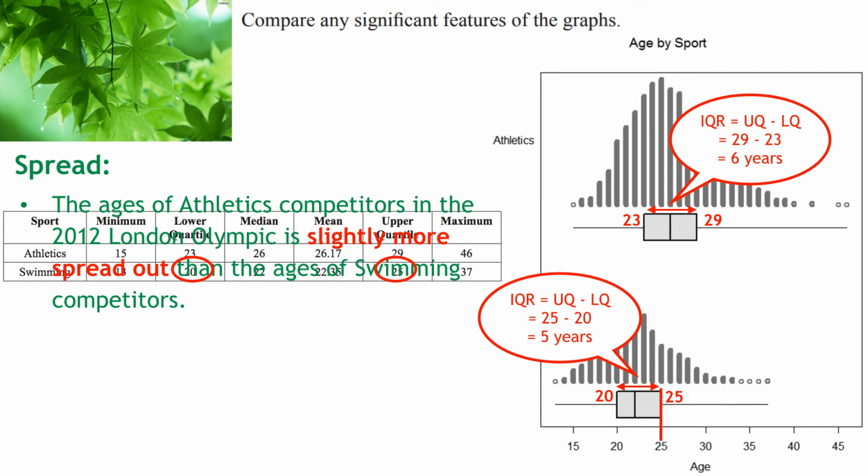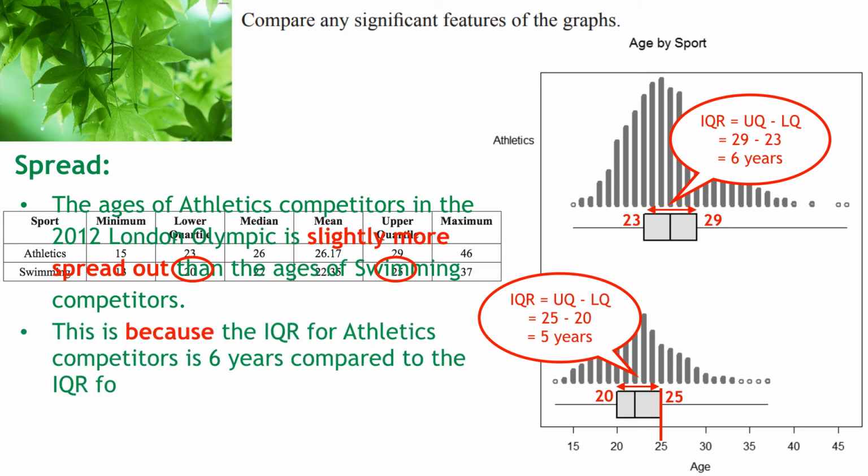And now what we do is we write a sentence comparing those. So you can either say that they are very similar spreads, or you can talk about the athletics competitors being slightly more spread out than the swimming competitors' ages. Okay, so make sure I'm talking about the ages, I'm talking about it in context, and I'm giving the population, the 2012 London Olympic Games, that's where my data comes from. So I need all of those things. And then I need my justification. So it's because my interquartile range for athletics competitors is 6 years, compared to the interquartile range for swimming competitors' ages of 5 years. So I've got my proof.